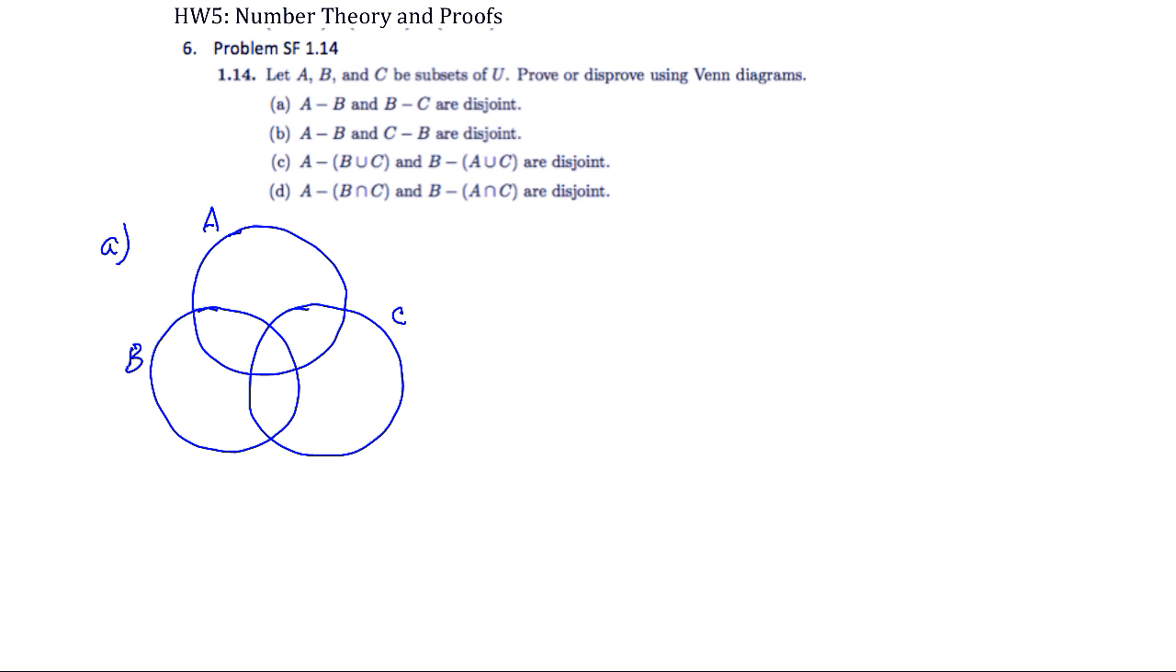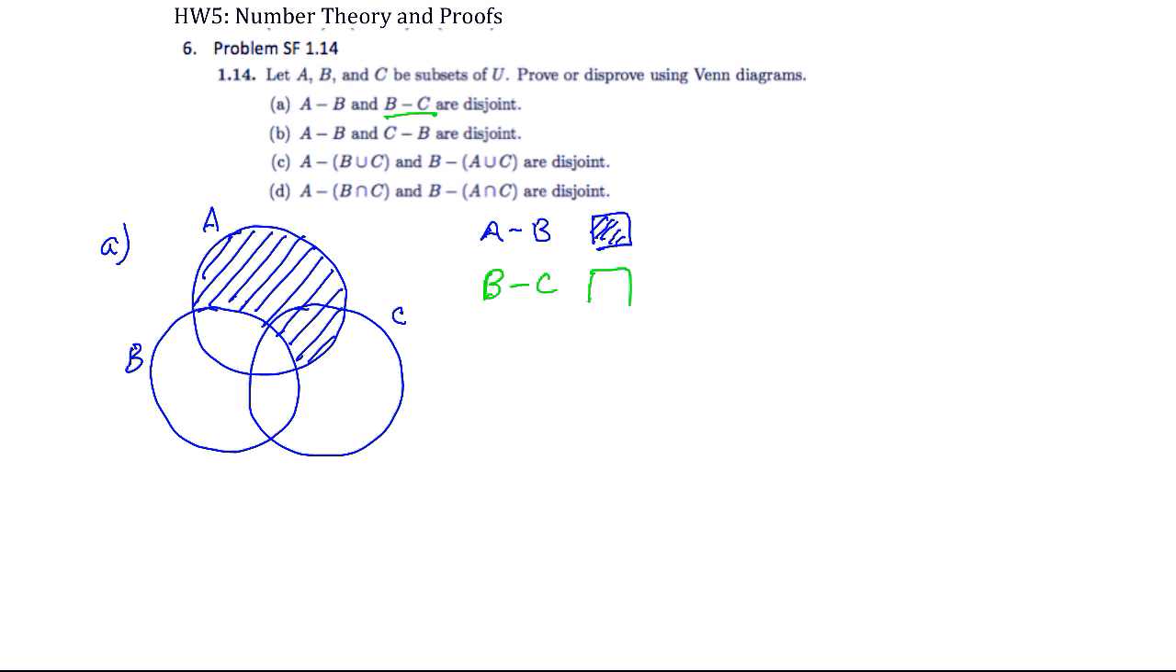And I'm going to now color in A minus B. I'll color that in like this. And that is this region. It's everything that's in A but not in B. Okay? And then I'll use a different color on B minus C. And we'll see if they're disjoint. I mean, we can look at it visually first, but let's go ahead and do B minus C. And B minus C is everything in B, but not in C.